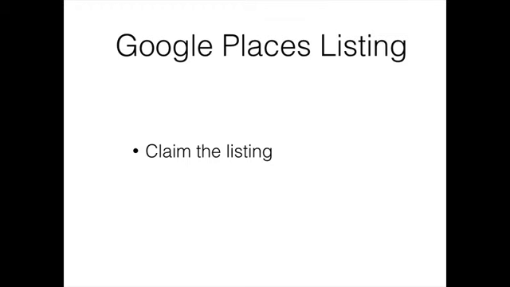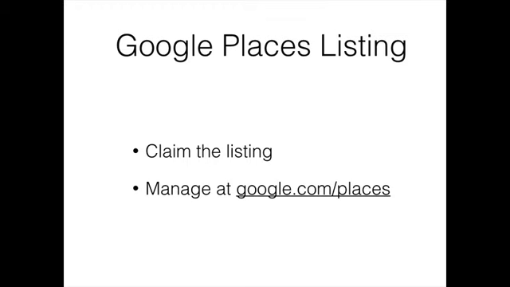So Google Places listing, if you want to go through that route, it's very likely you may already have a listing. If your church has been around for a while, let's say you are listed in the yellow pages, or you've had the same location for many years, there's a good likelihood that you may already have a listing. You may even have run across it. If you have, you just want to claim the listing, and then manage it at google.com/places. And that would be a good way to do that.